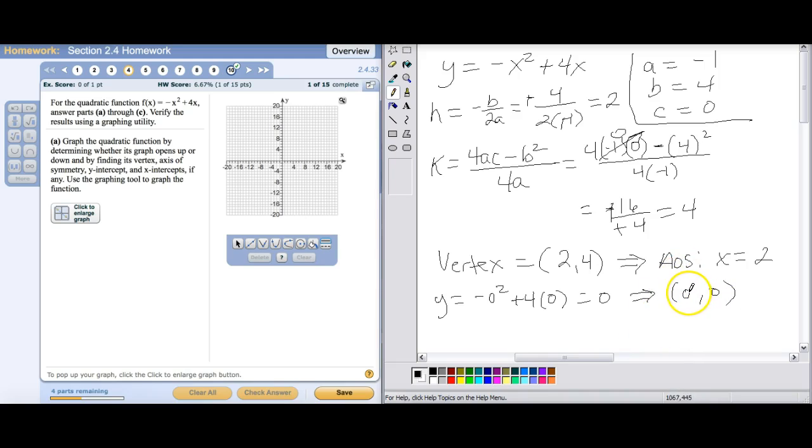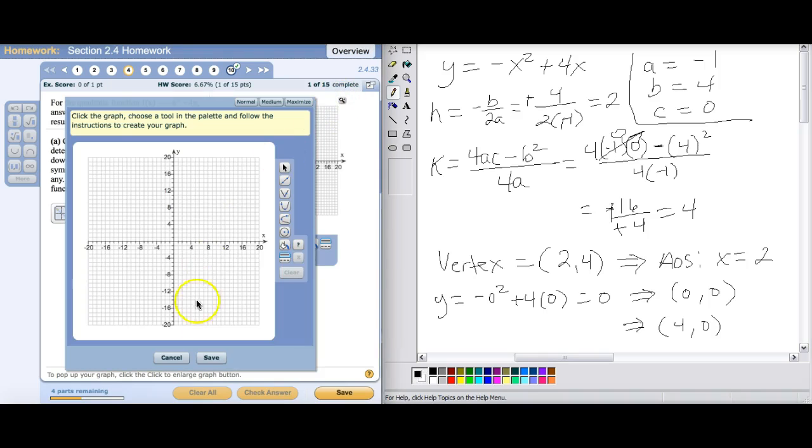And since 0, 0 is 2 units away from the axis of symmetry, we know that this also implies that we have another point, 4, 0 as well, since 4, 0 is 2 units horizontally away from the point 2, 0, which is on the axis of symmetry. And so I'll reiterate all this again as we draw the graph.